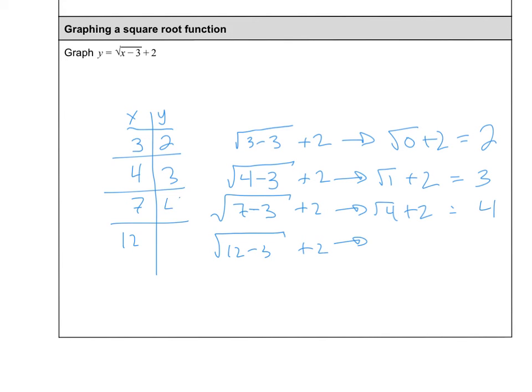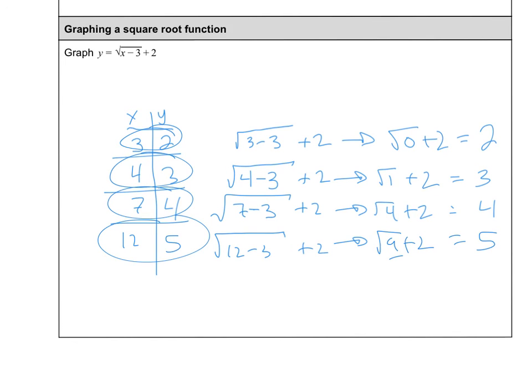That'll become a 4. And this last guy, 12 minus 3, would of course be 9. So I have the square root of 9 plus 2. Square root of 9 is 3, plus 2 is 5. So I'll have 5. So we'll go ahead and plot the points (3, 2), (4, 3), (7, 4), and maybe (12, 5) if they want me to do one more.